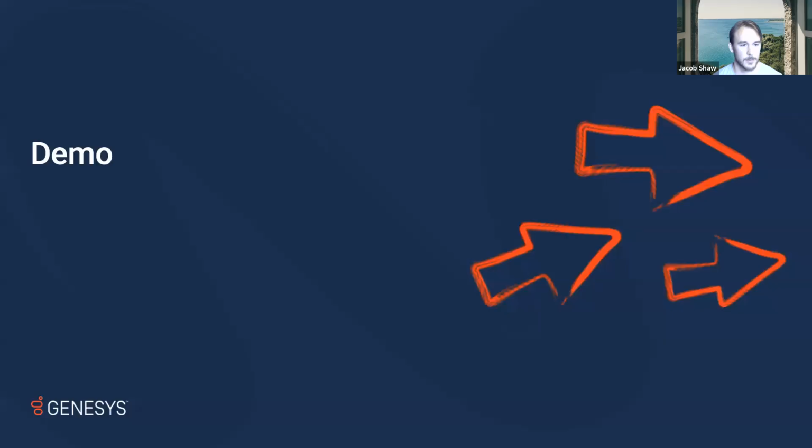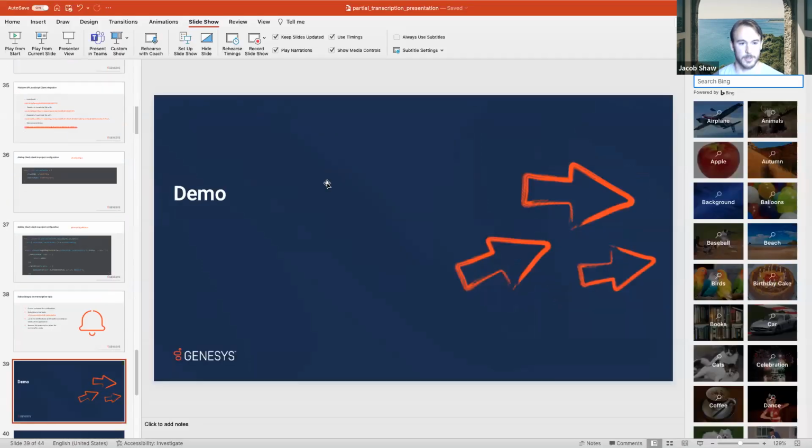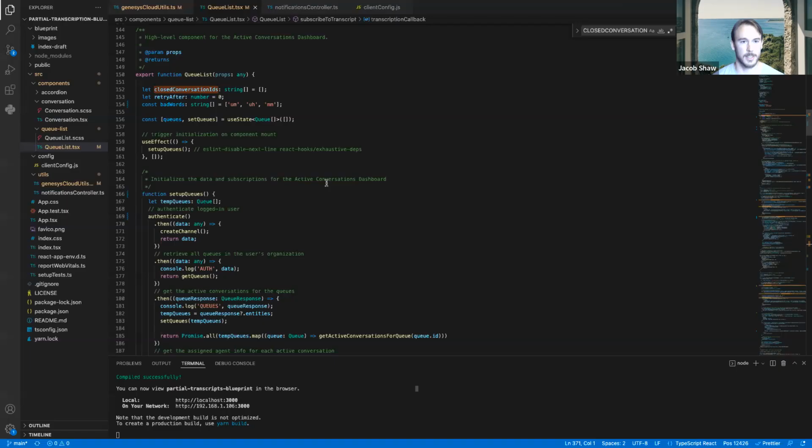All right, so with all that being said, I'm going to move over and first show some code and talk about what this application is going to do. So this is going to be the Active Conversations dashboard. And this is what's going to be in our client app integration.